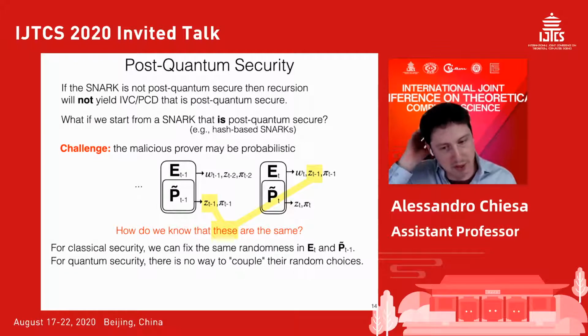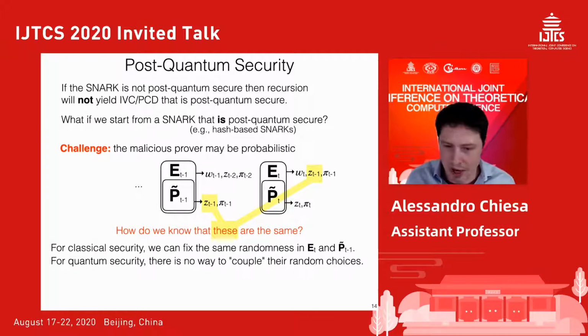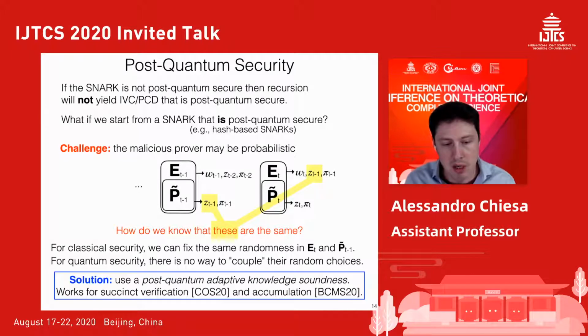However, for quantum security, there is no way to couple the random choices. A quantum circuit can make up its own randomness, and you can't just look into the quantum circuit and measure what it decided to do. It will kind of make it collapse. So actually, this is a rather technical issue that was addressed only in the past year.